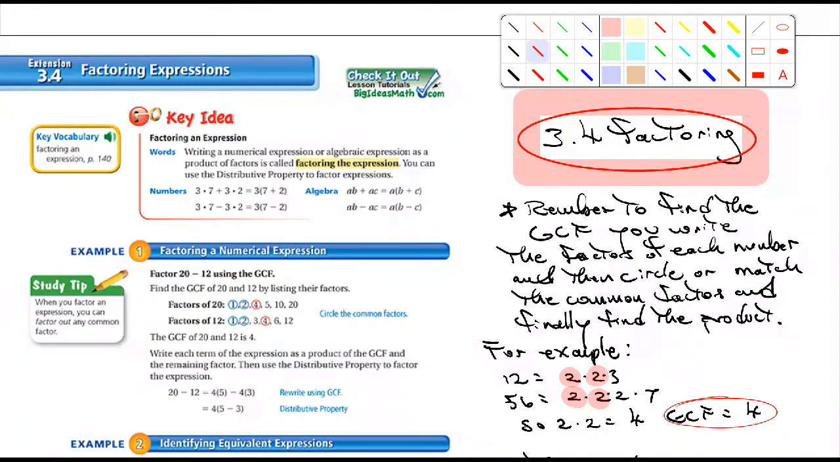This is the last section that the book has as far as 3.4. They call it 3.4 again. I don't remember what page it's on, but it says 3.4 factoring.